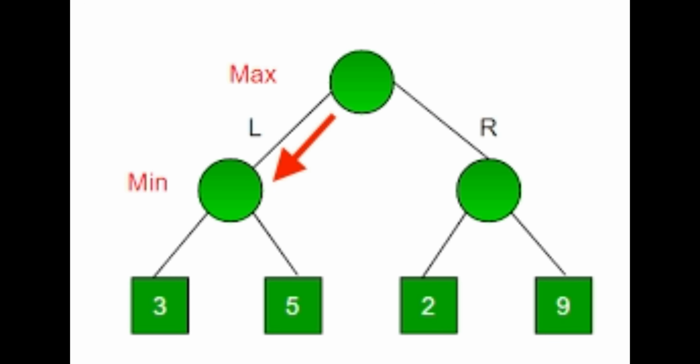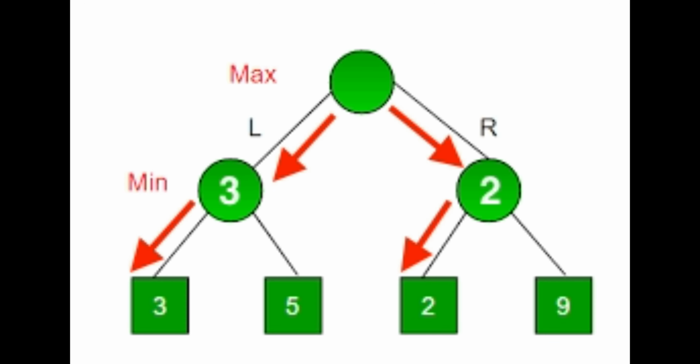Because it is the min player, it would choose the move with a score of 3, and now the left node would have a total score of 3. A similar process is done with the right move, and the total score for the node is 2. Because the max player goal is to maximize its score, then it would choose the left move.